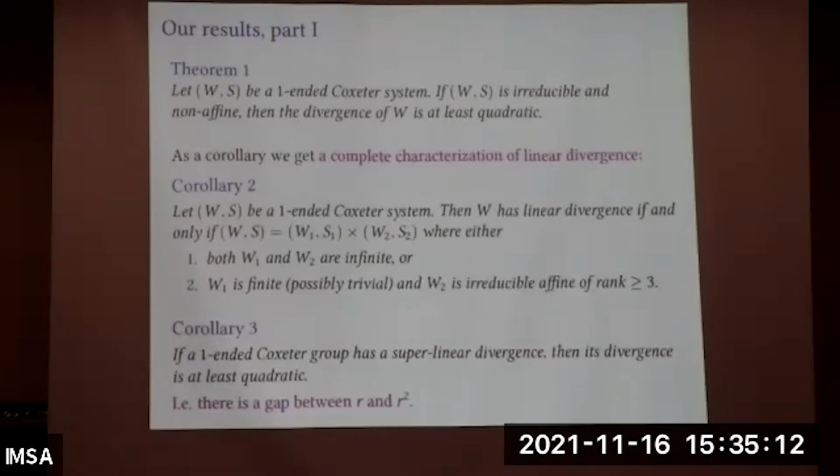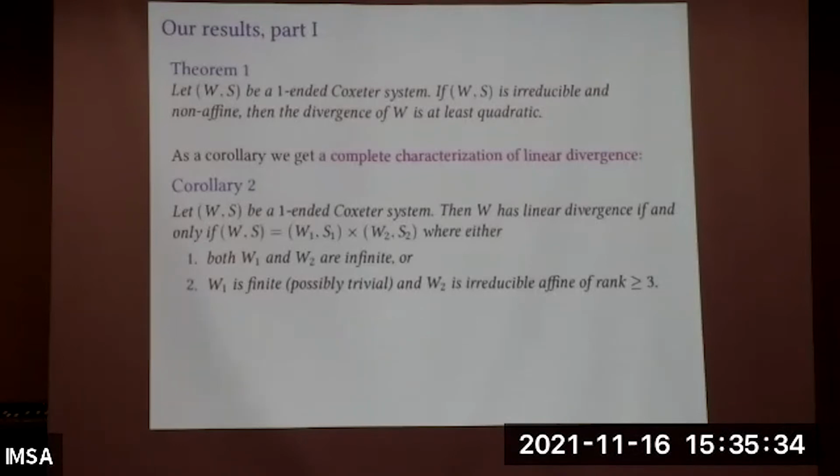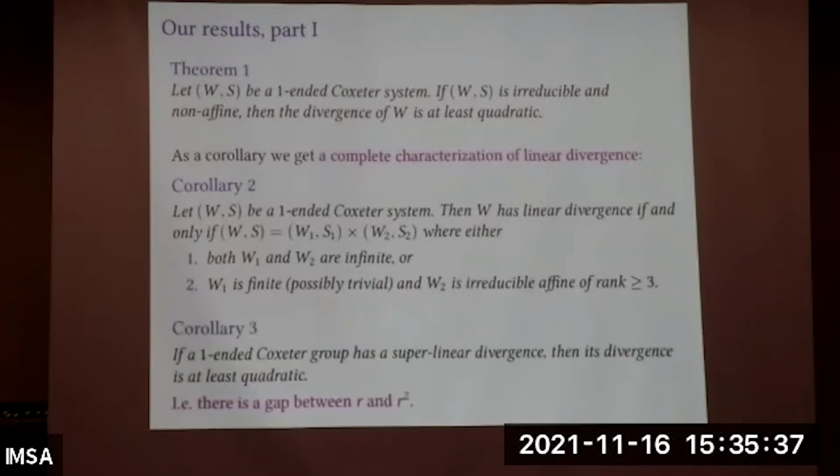The next corollary is that if a one-ended Coxeter group has superlinear divergence, then the divergence is at least quadratic. That means there is a gap between R and R squared. In the class of Coxeter groups, there is no intermediate divergence between R and R squared. It is a similar situation with gain functions, where there is also a gap between linear and quadratic.